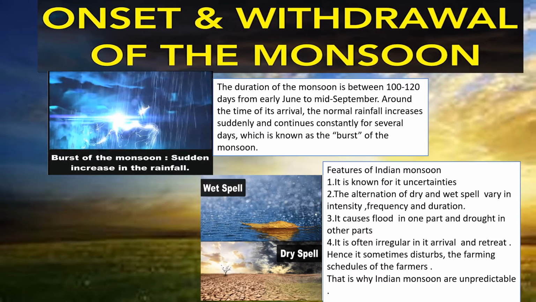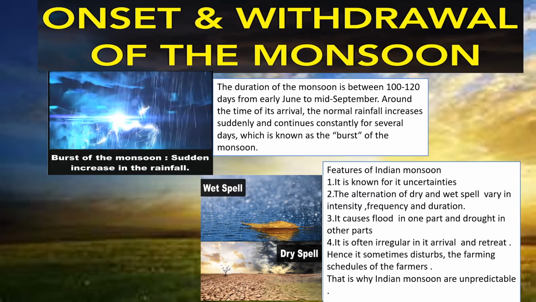Now we have learned what is monsoon, what are the factors affecting the monsoons of India. Now it's time to look into the different types of monsoons that occur in India. There are two types of monsoons. One is the southwest monsoon or the advancing monsoon, and the next one is the northeast monsoon or the retreating monsoon.